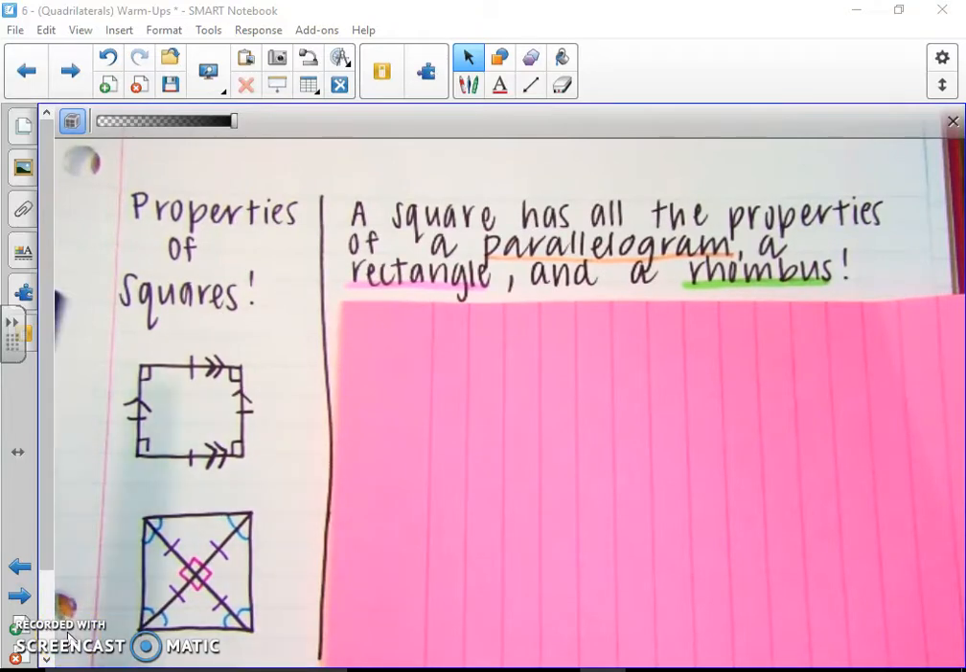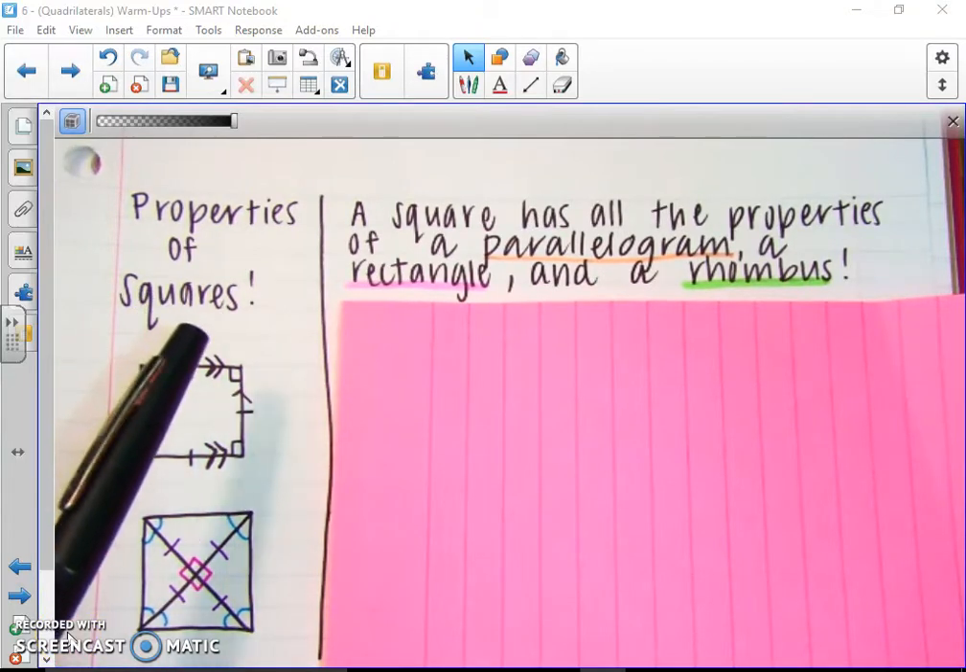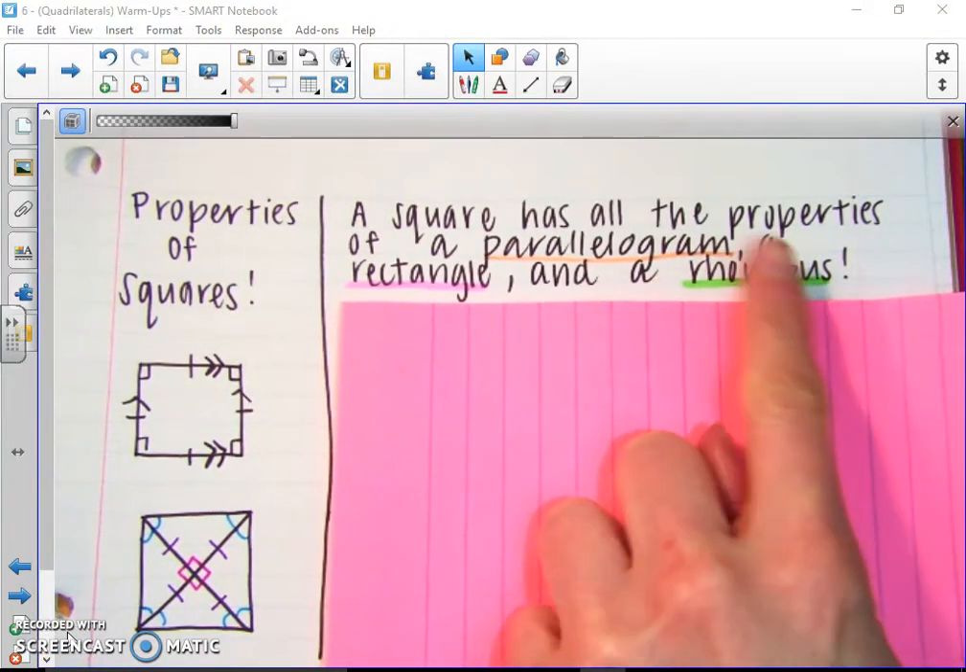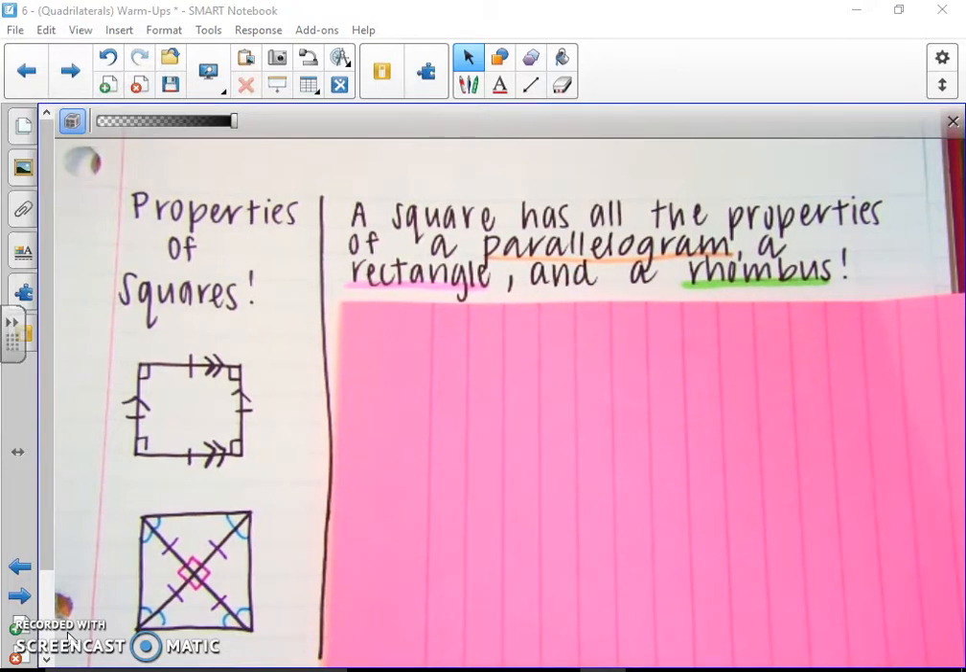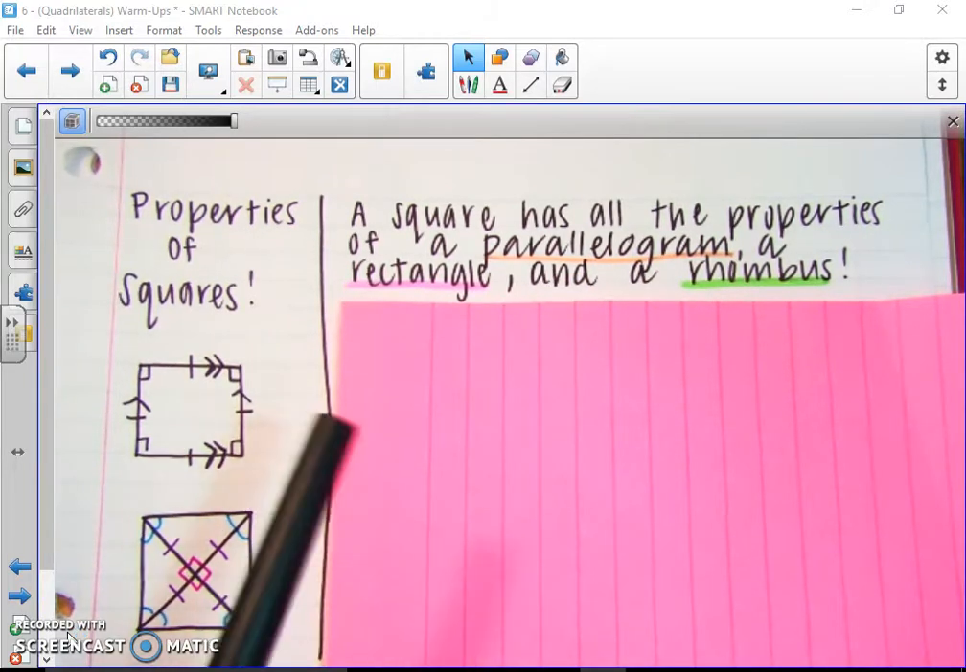Our homework notes tonight are talking about the properties of squares. So a square has all the properties of a parallelogram, a rectangle, and a rhombus. So instead of just giving them to you, this is what I'd like for you to do.